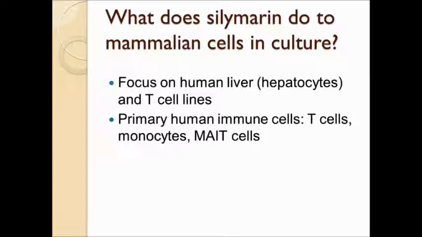I'm not going to talk too much about its role in Hep C, but I am going to spend most of my time today focusing on the anti-inflammatory effects of Silymarin on human cells in culture. We're focusing mainly on human liver cells, hepatocellular carcinoma cells, as well as primary hepatocytes and T cell lines, and more recently we've expanded into primary human immune cells, including T cells, monocytes, and a specialized type of T cell called mucosal associated invariant T cells.